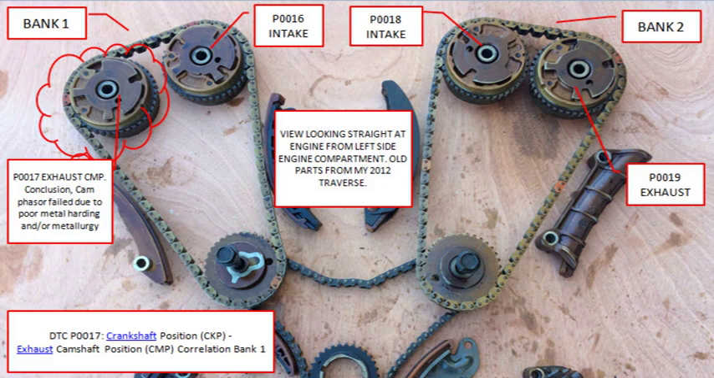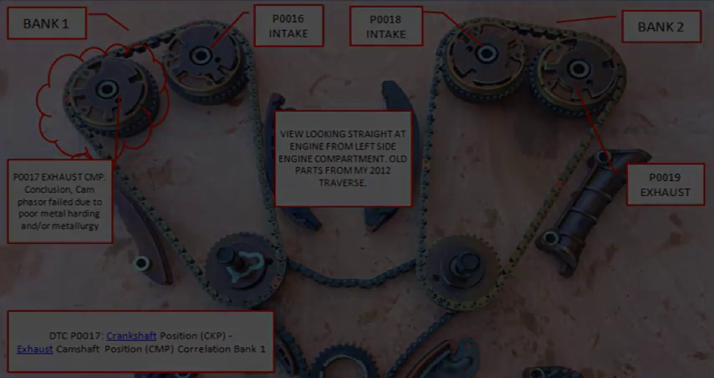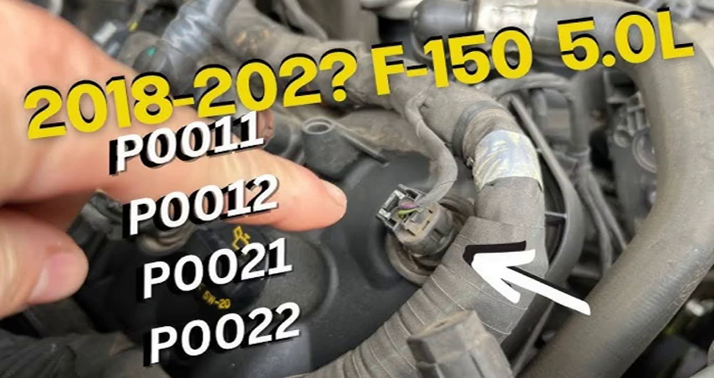Check the timing chain or belt. The timing chain or belt is responsible for synchronizing the movement of the crankshaft and camshaft. A worn or damaged timing chain or belt can cause the camshaft timing to be off, resulting in the P0022 code. Inspect the variable valve timing, VVT, system.